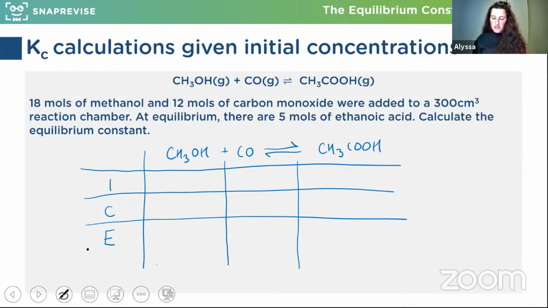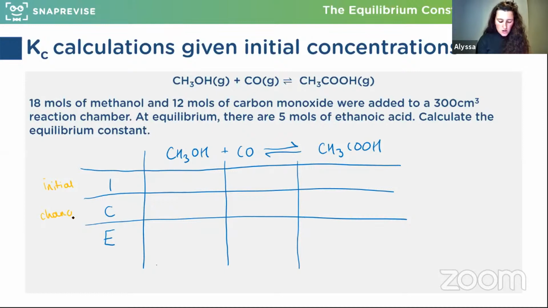Those of you that have done one of these tables before, they're very useful in Kc, but also in other aspects of equilibrium as well. Initial, change, equilibrium. So what is the initial concentration or moles? What is the change in concentration or moles? And therefore, what is the equilibrium concentration? That's what we're going to be working out.